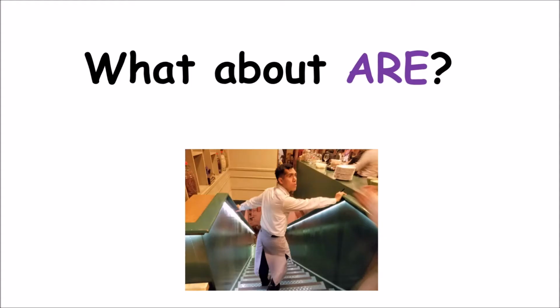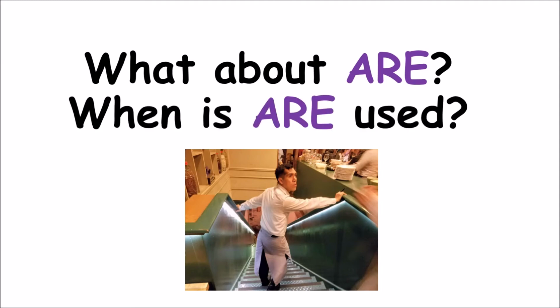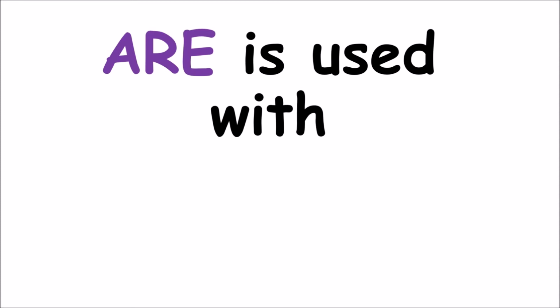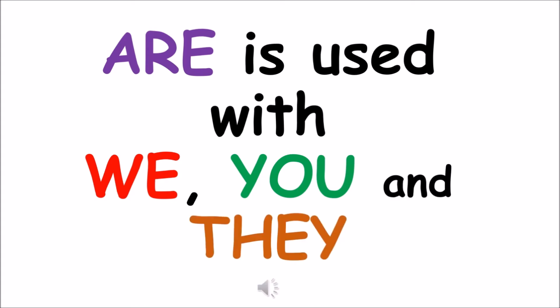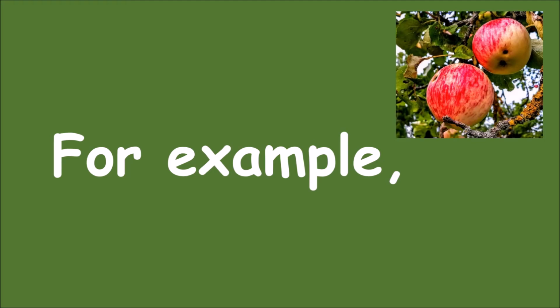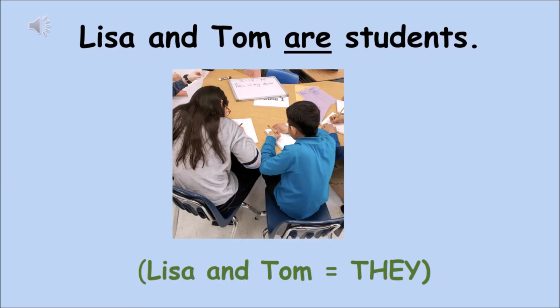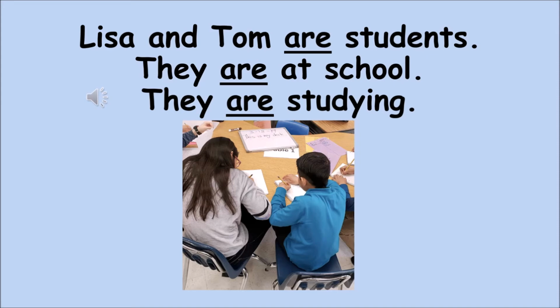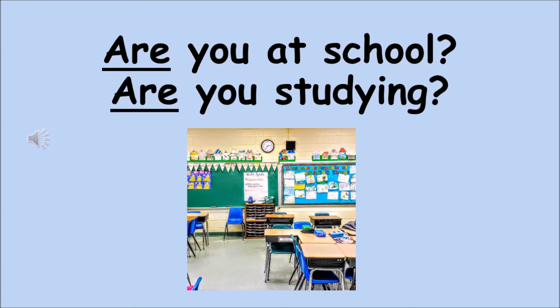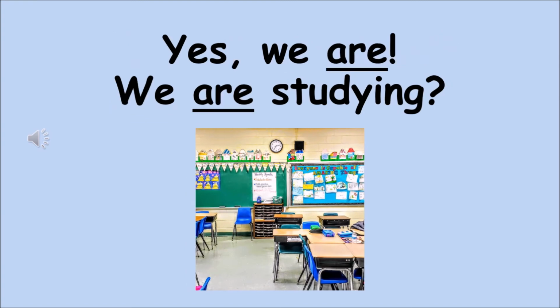What about are? When is are used? Are is used with we, you, and they. For example, Lisa and Tom are students. They are at school. They are studying. Are you at school? Are you studying? Yes, we are. We're studying.